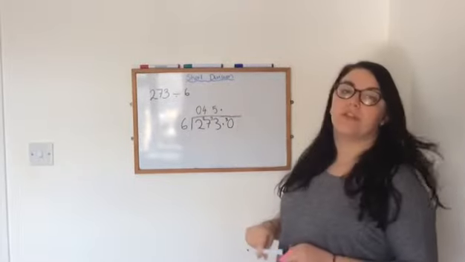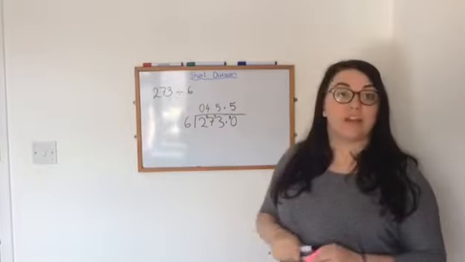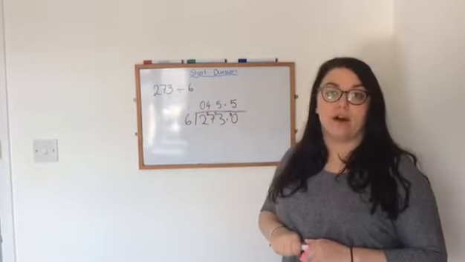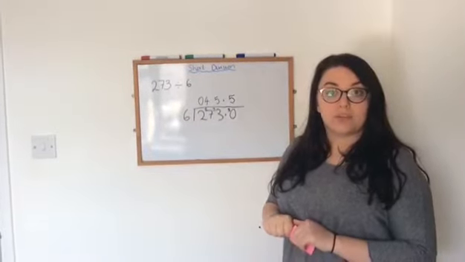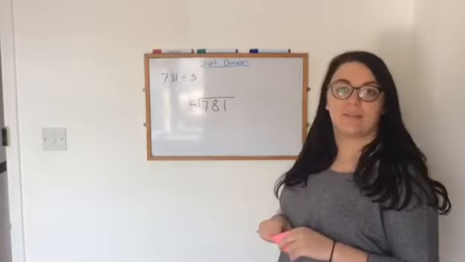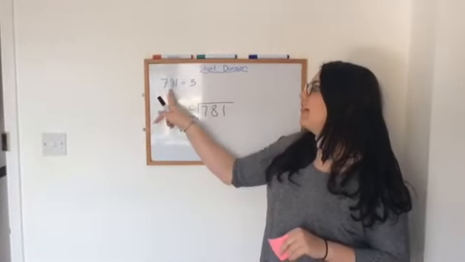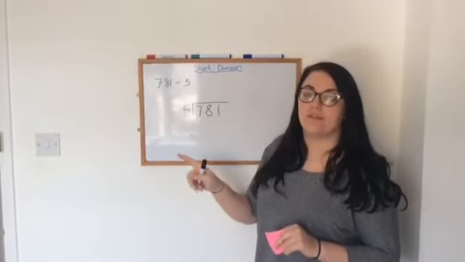How many 6s go into 30? The answer is 5. So the answer would have been 45.5. We're going to work through one more example together, and then I'm going to give you one to try out yourselves. Okay, our next example with remainders with decimals is 781 divided by 5.